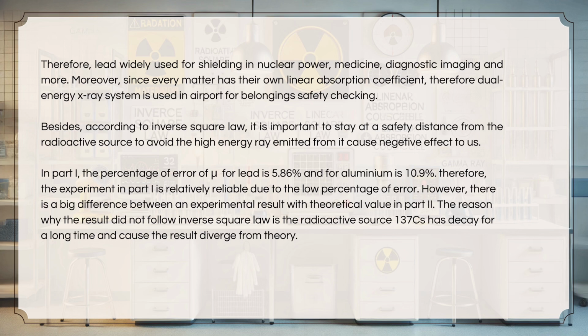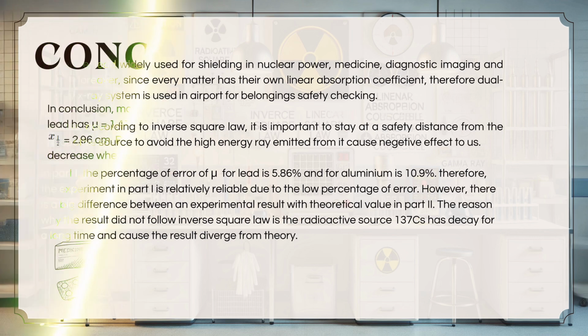In the second part, the inverse square law was tested. The results show that as the distance from the radiation source increased, the intensity decreased. However, there were deviations from the theoretical value, likely due to the decay of the Cs-137 source and measurement limitations. Overall, the findings emphasized the importance of choosing the right materials for radiation shielding and maintaining a safe distance from radioactive sources.